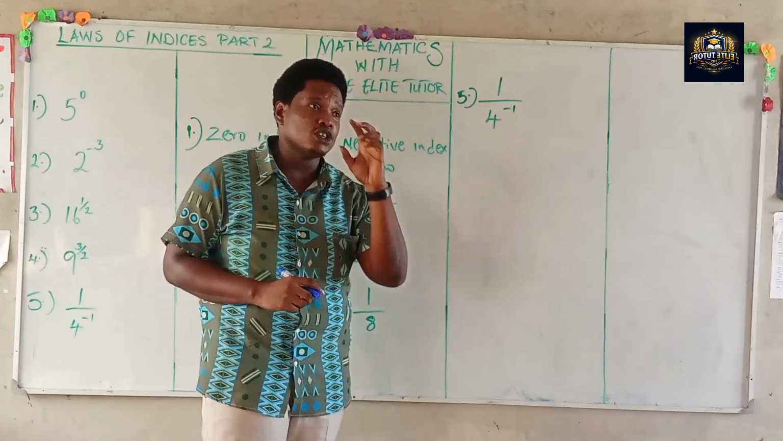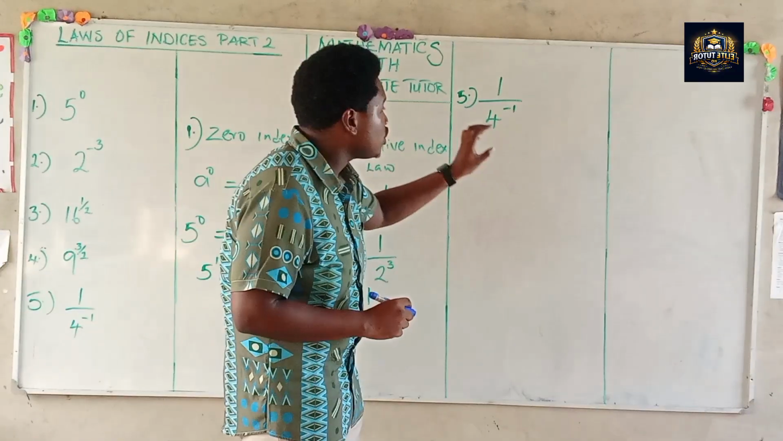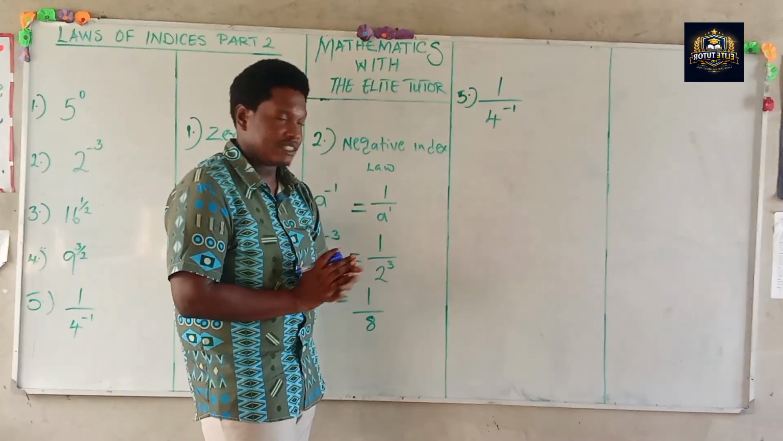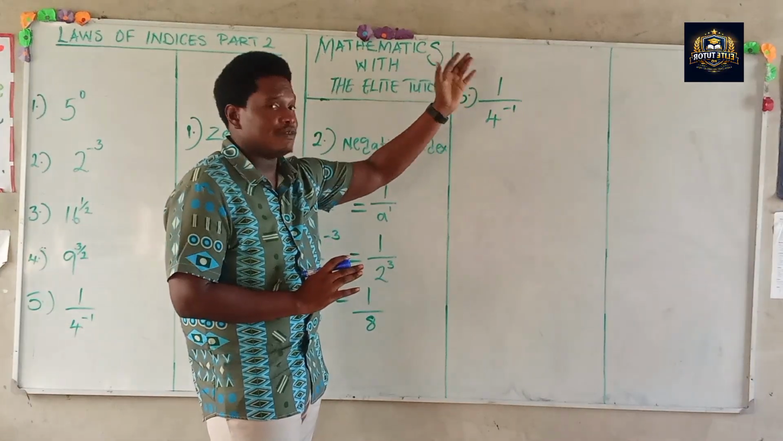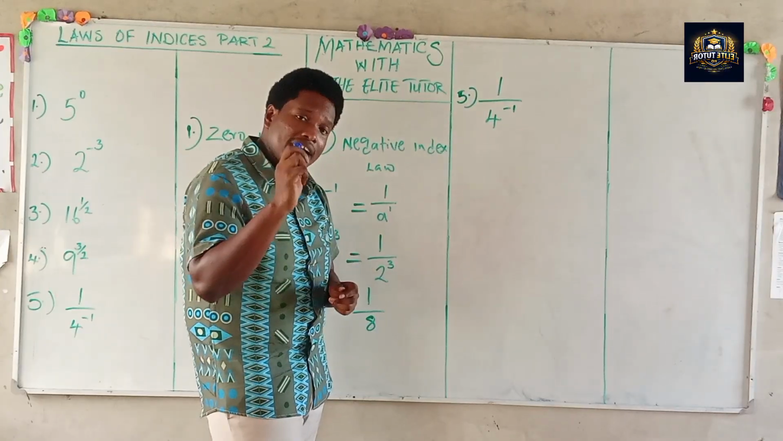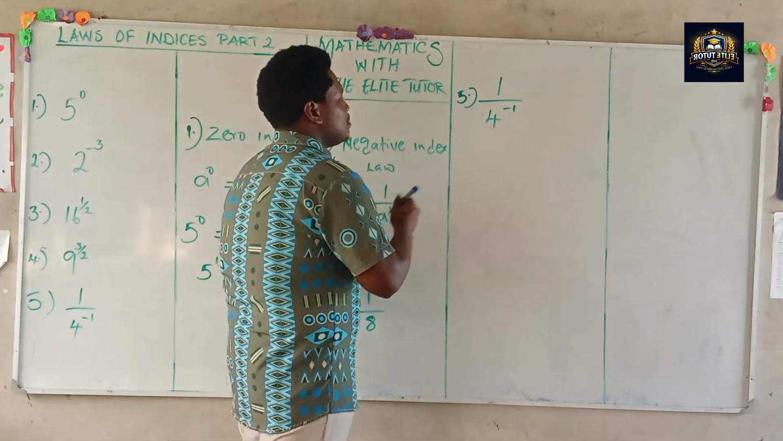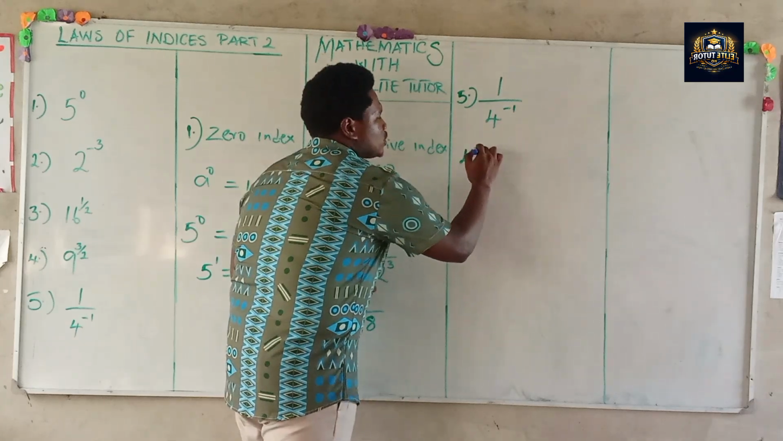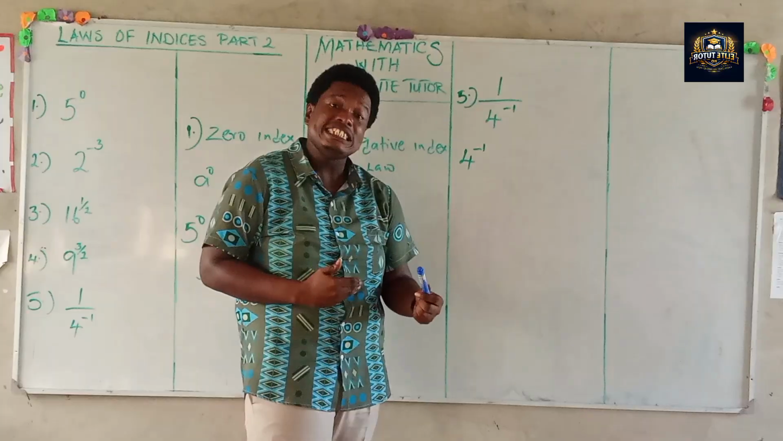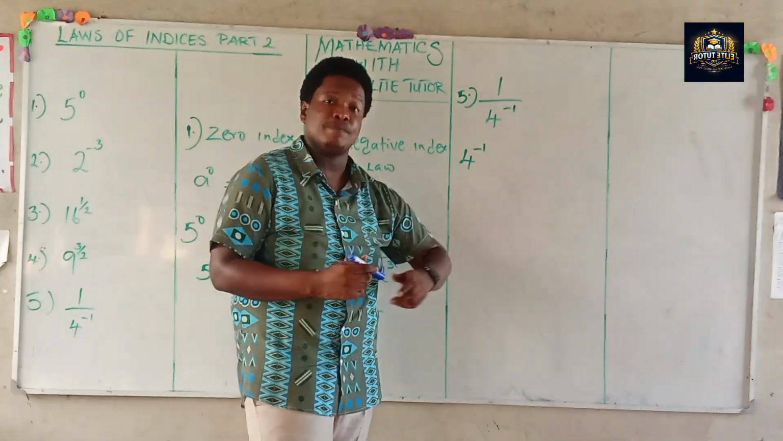Now the first thing we are going to do is look at solving the denominator first. Now this is a fraction. We have our numerator, which is 1, and our denominator, which is 4 raised to the power negative 1. So we're going to look at solving for our denominator first. So if we bring out our denominator, we'll have 4 raised to the power negative 1. And if we apply our negative index law, we don't want a negative power, we want a positive power.